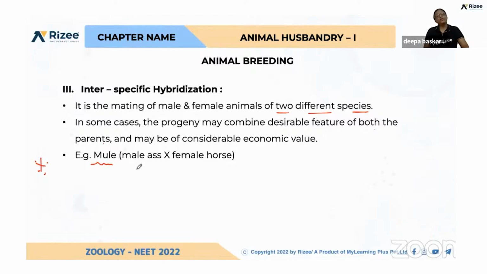Mule. So a mule is formed by mating a male ass with a female horse. Please don't get confused. Male ass and female horse.